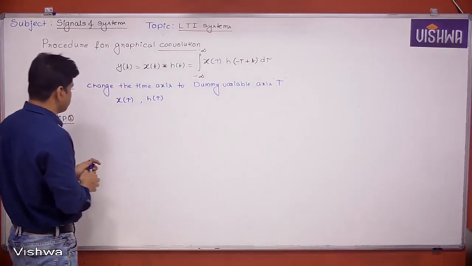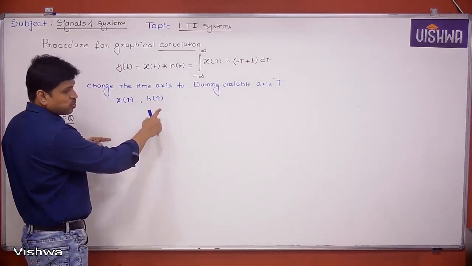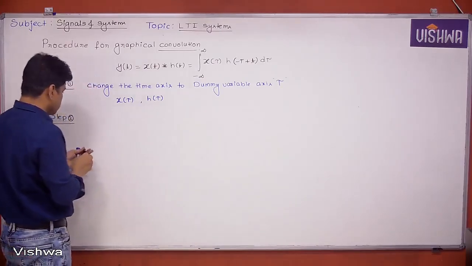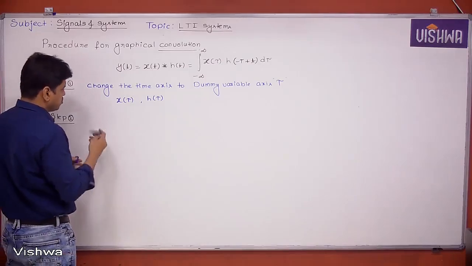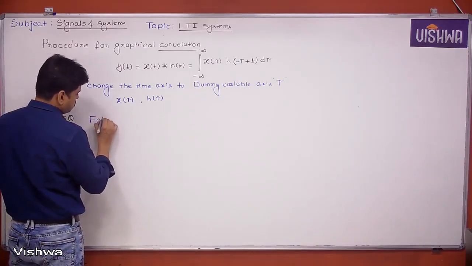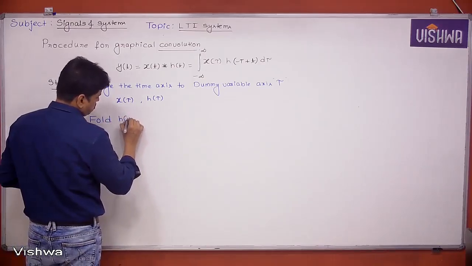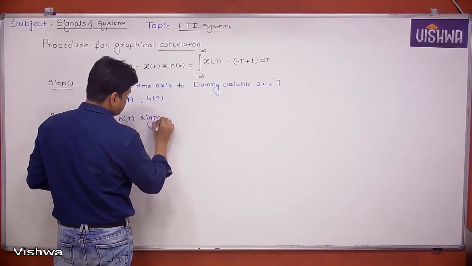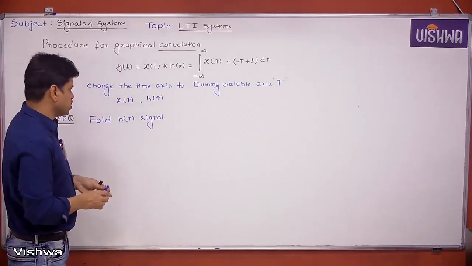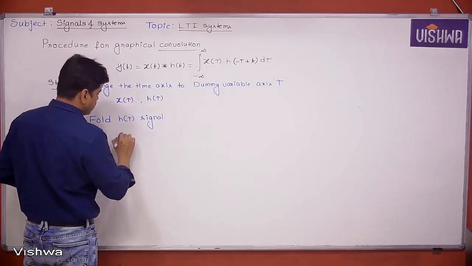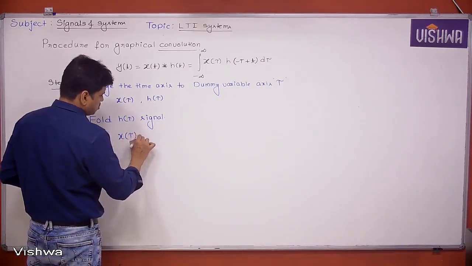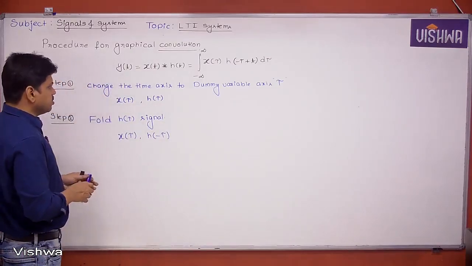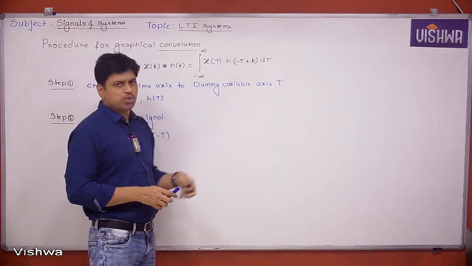H of minus tau plus t means first we have to convert h of tau into h of minus tau. That means we have to fold the h of tau signal. We are not making any changes in x of tau. So we still get x of tau and h of minus tau. Next, from h of minus tau we have to get h of minus tau plus t.